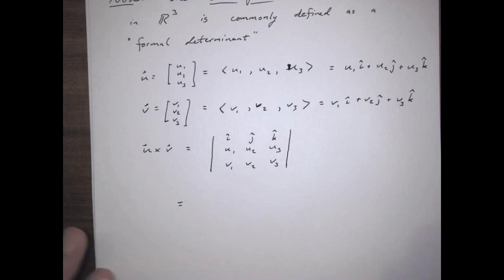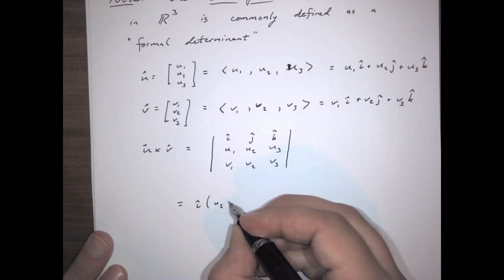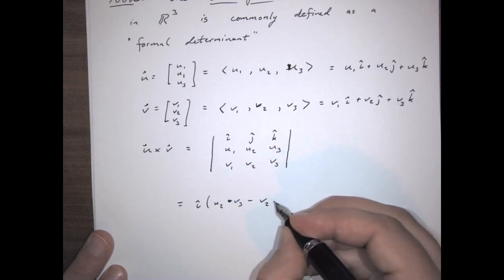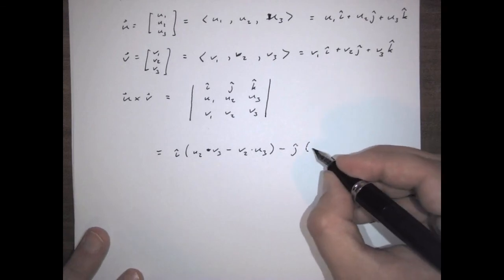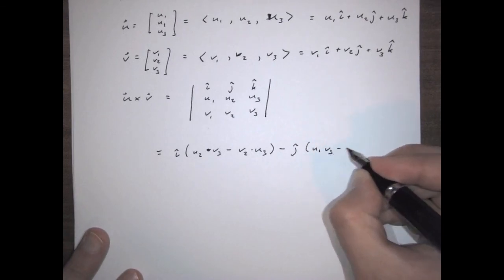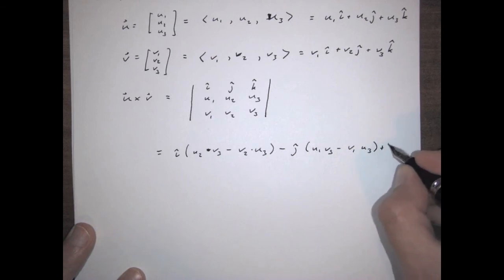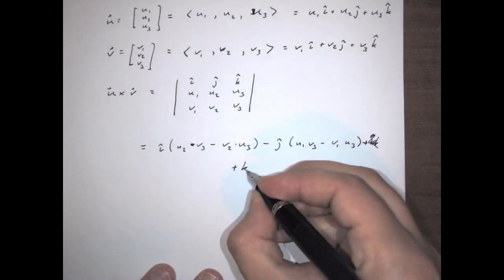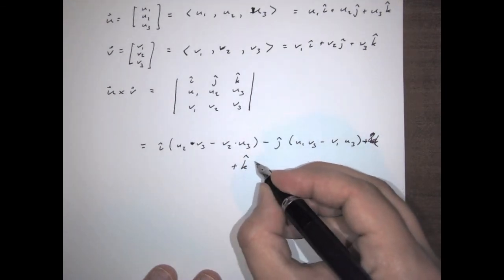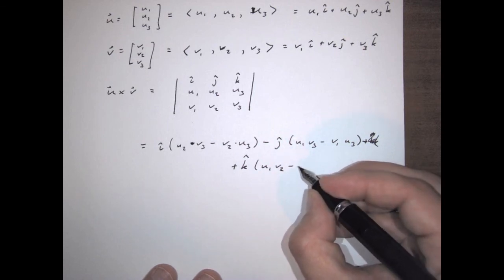Which, if you were to expand along the first row, it's going to be i times u2 v3 minus v2 u3, minus j times u1 v3 minus v1 u3, and then plus k times u1 v2 minus v1 u2.